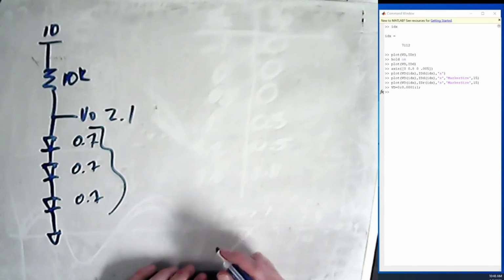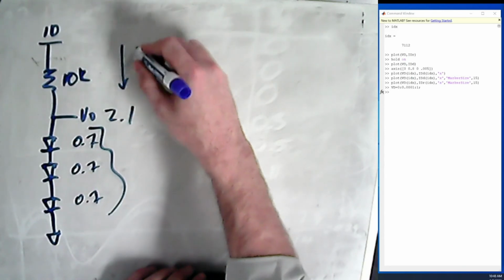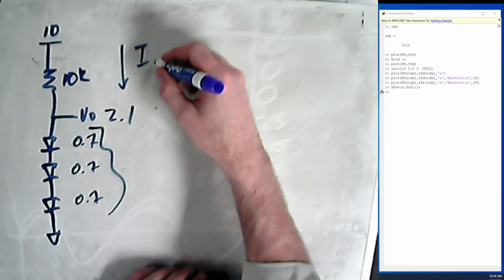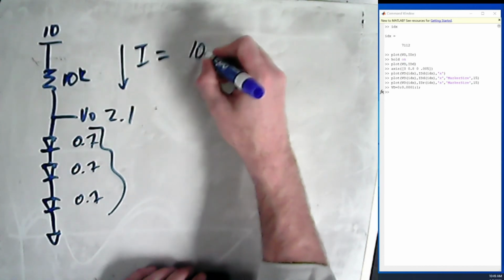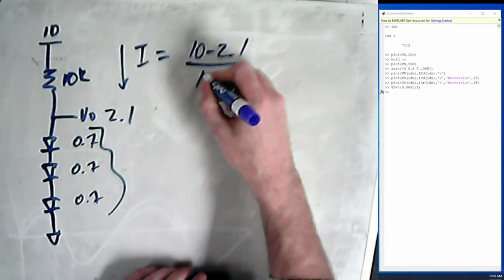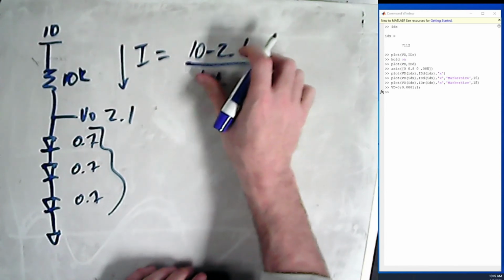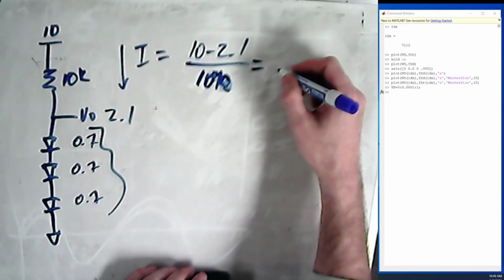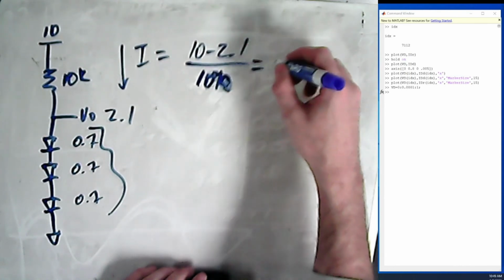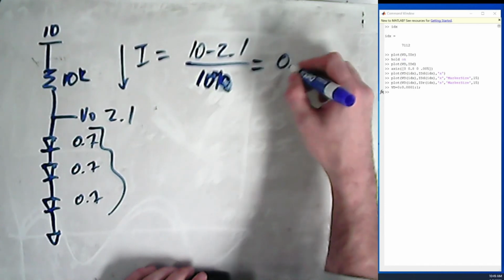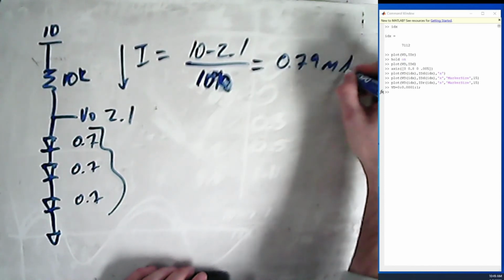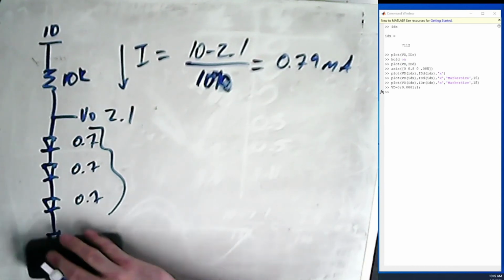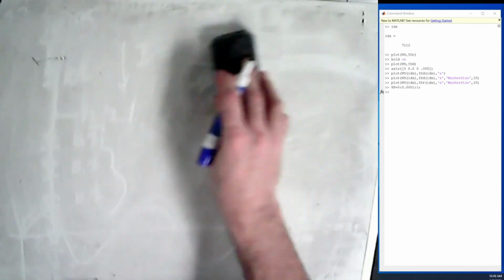Okay? And the only other thing that we might want to find out is what the current going through there is going to be. So we have that current, in this case, is equal to the 10 minus the 2.1 divided by the 10K. And this is going to equal something like, let's see, that's going to be 7.9, so 0.79 milliamps, making sure that you can see that. And so that's really cool, but going back just really quickly, so this is why it matters.